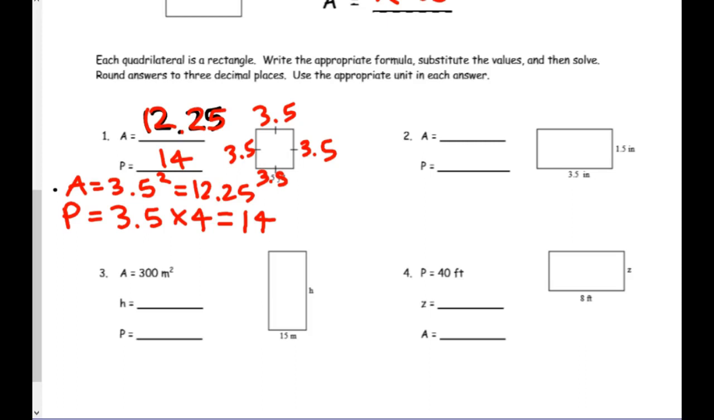All right, number 2, what am I going to do? Length times width, right? This is a rectangle, so 3.5 times 1.5. Well, what do we get?